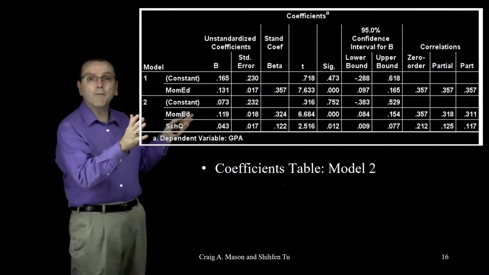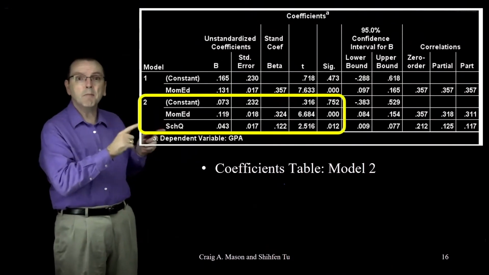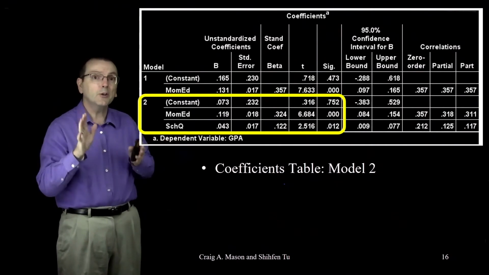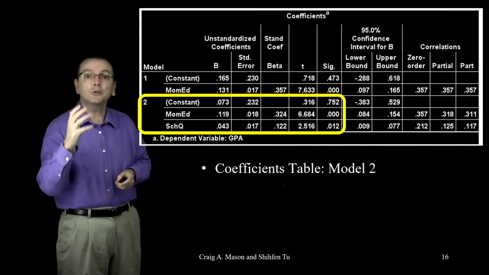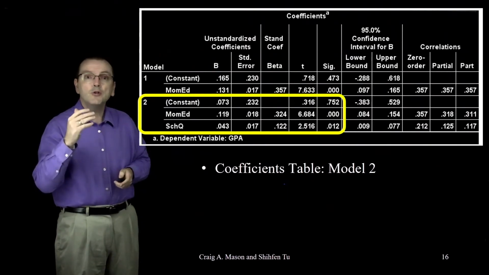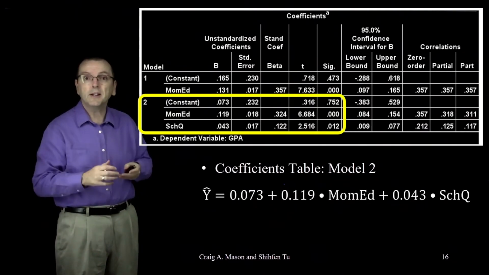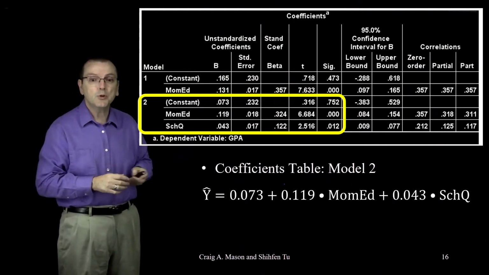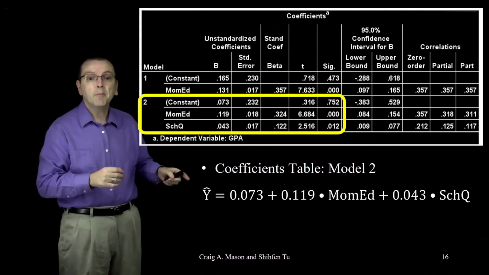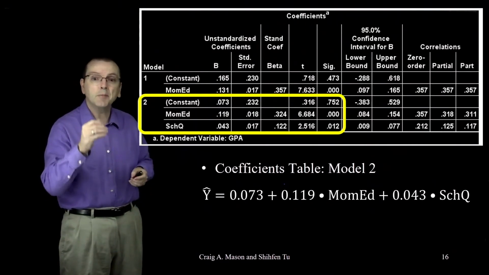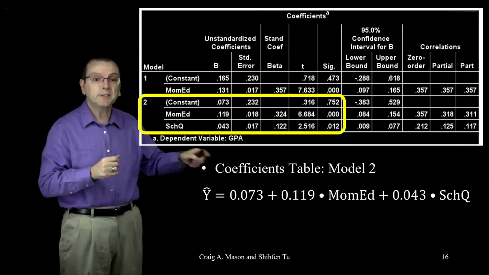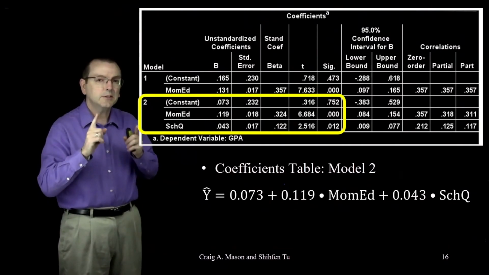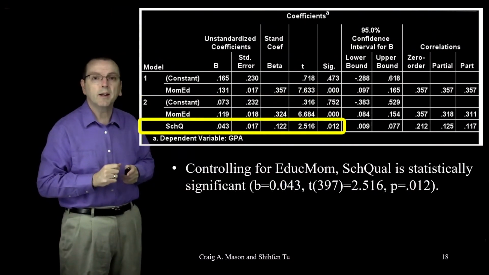Now, looking at the coefficients table, let's focus on Model 2 and the coefficients for this model that includes, again, both mother's education and school quality. The new regression model is our predicted outcome, our predicted y, our predicted grades, is equal to 0.073 plus 0.119 times mother's education plus 0.043 times school quality. Let's focus specifically on school quality for a moment.